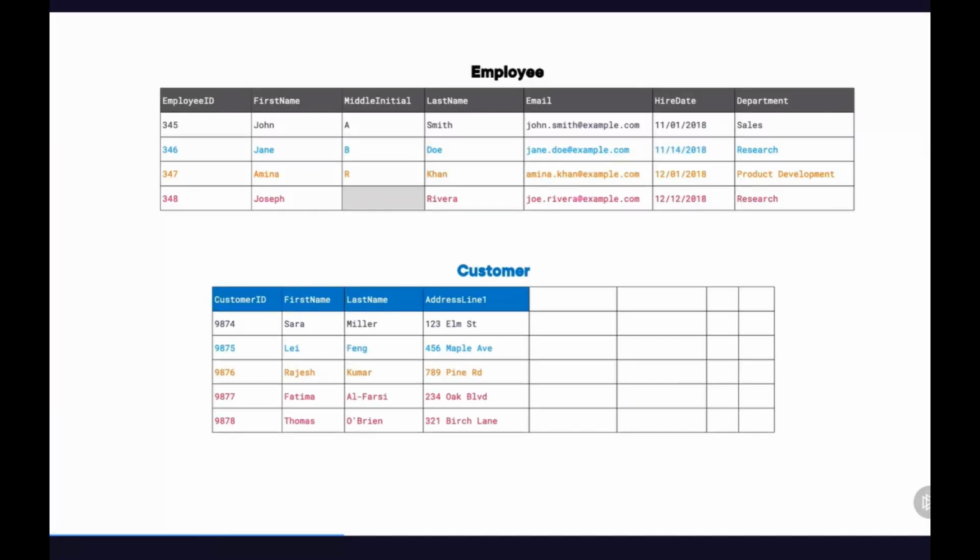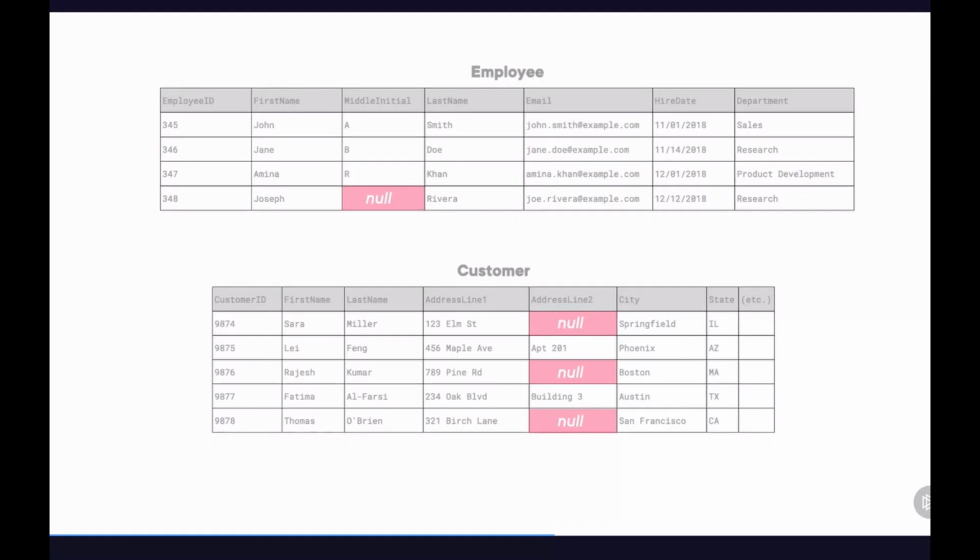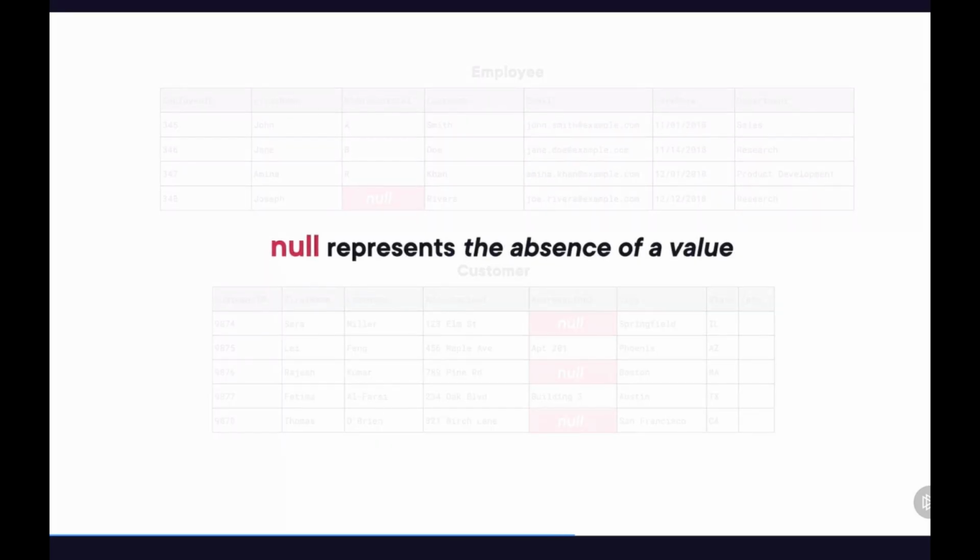Or we might be storing address information for a customer. We might require them to have an address line 1, but not require an address line 2. So these columns can be defined to allow null. And null is a very important idea in relational databases. It is not the same as just a space or a zero or an empty string. Null means the complete absence of a value.